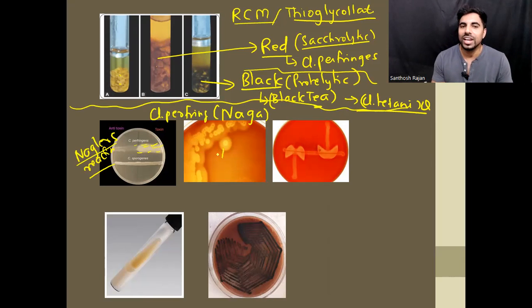This is the target hemolysis. And I told you Naga has a target. Target hemolysis means double zone hemolysis. So who has a target? That's a question.